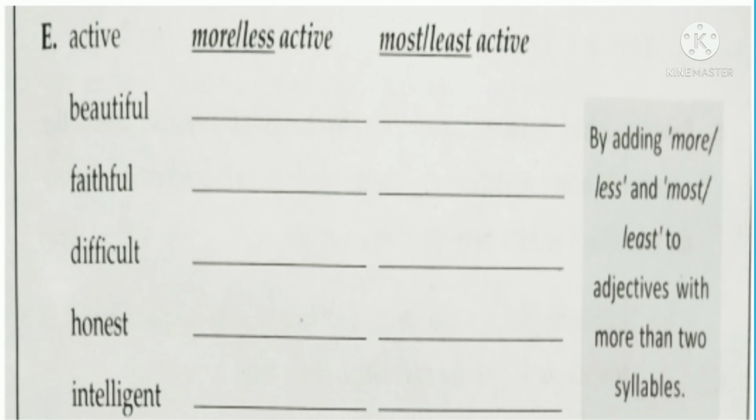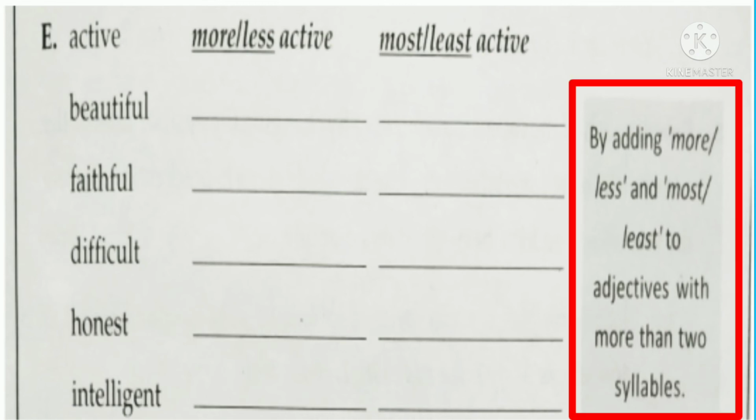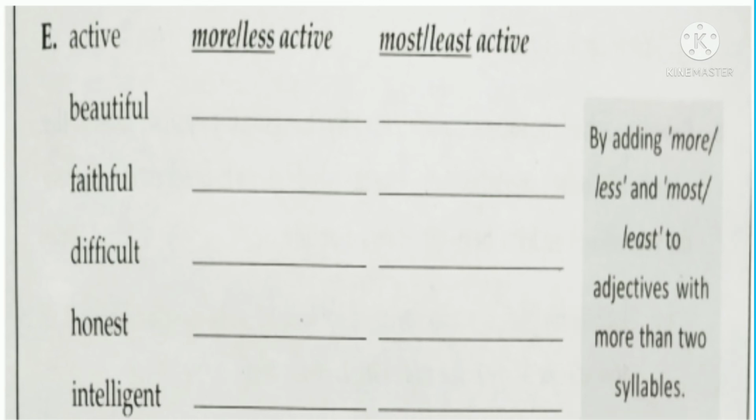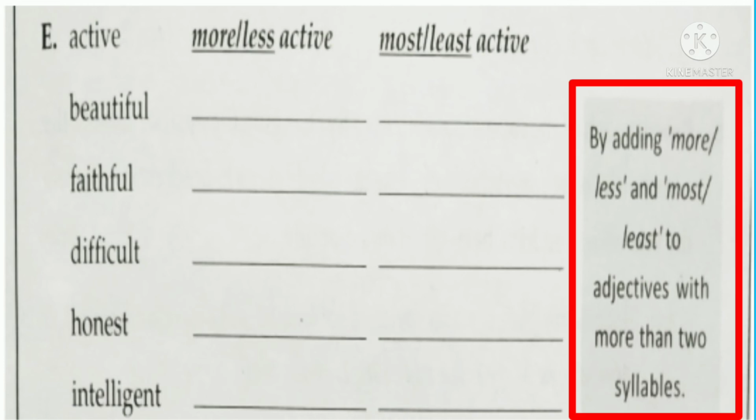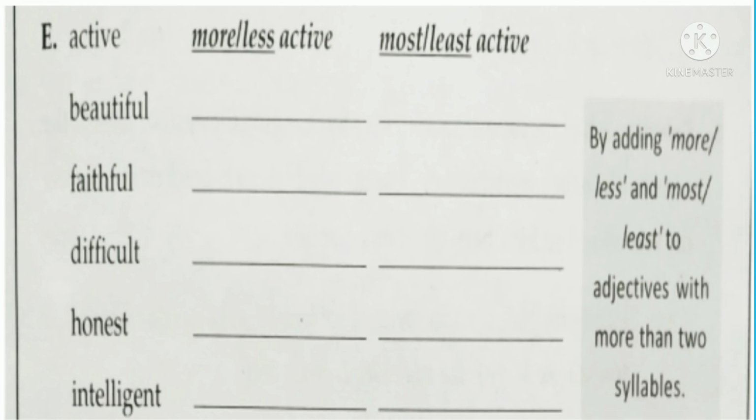we add the adverb more or less to the positive degree to form the comparative degree, and we add the adverb most or least to the positive degree to form the superlative degree. Okay. So as you can see here that the adjective active has two syllables, that is active. So we have added the adverbs more or less to the positive degree active to form the comparative degree, and the adverb most or least to the positive degree active to form the superlative degree.